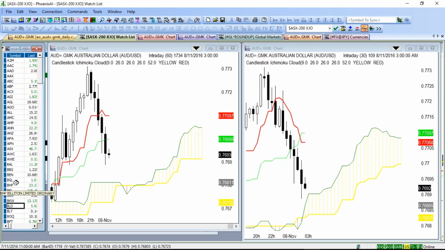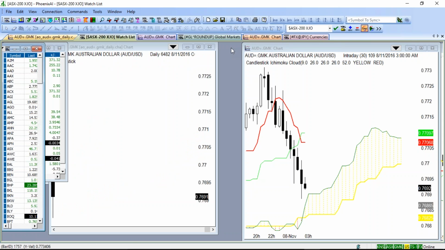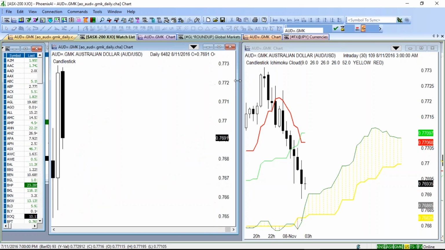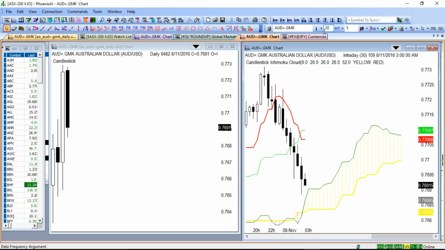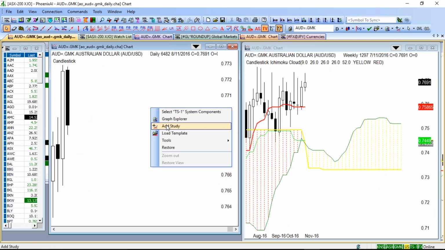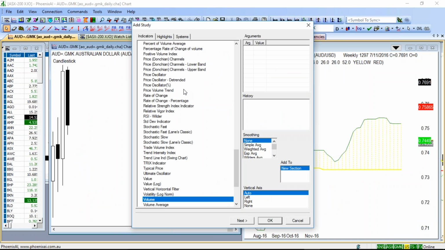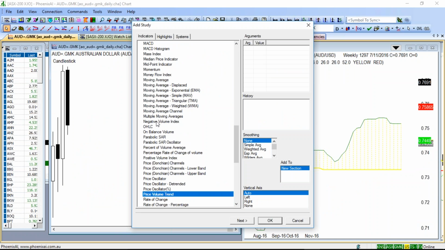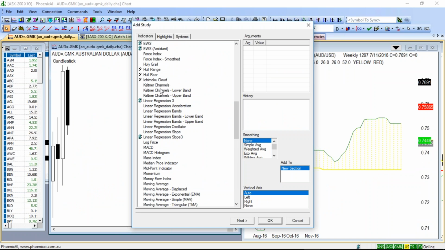Just quickly, let's take a very quick look at a couple of charts. I'll get this intraday stuff away from here and turn that back into a weekly, turn that back into a daily study. And we'll have a very quick flick around.